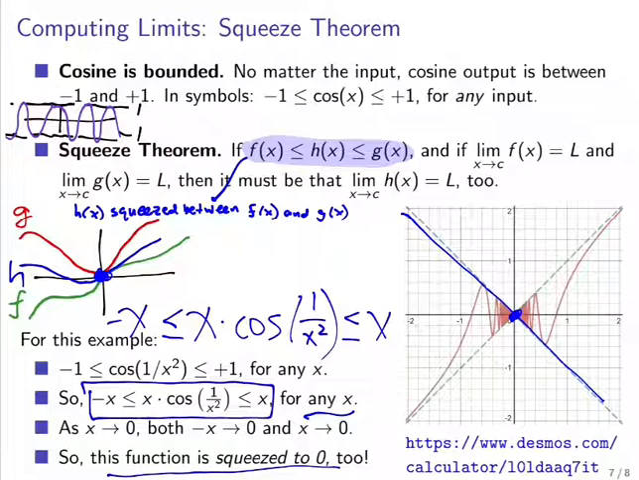But try to be on the lookout for using this fact, especially when you have a bounded function. If there's like a sine or a cosine involved, or even a tangent inverse, we know that's another bounded function, try to let this technique at least come to mind, and it might be helpful.